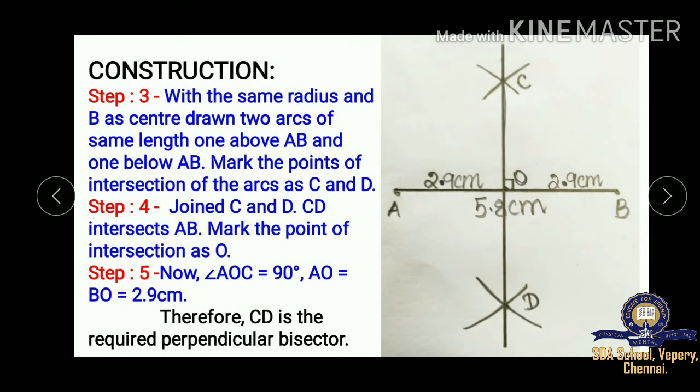In step 5, now using the protractor, we will check that angle AOC is 90 degree and that the perpendicular bisector divides into two equal parts, right? So we will check AO is equal to BO. Using scale, check whether AO is 2.9 centimeter and BO is 2.9 centimeter. Whether these two, AO and BO, are equal, we get finally, therefore CD is the required perpendicular bisector. Are you clear, students?